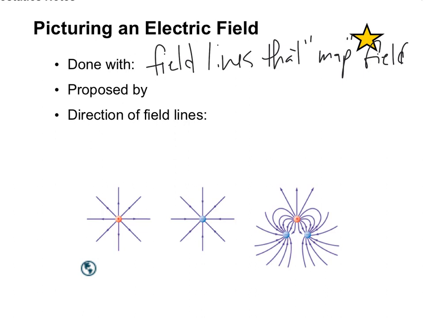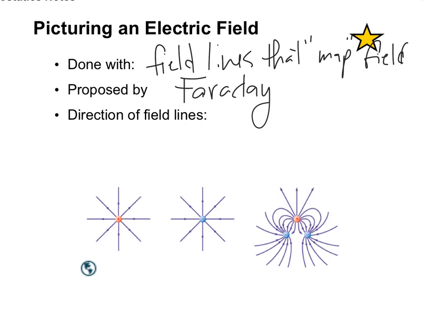This idea of how to picture or represent an electric field, which is how a charged object affects or modifies the space around itself, was originally proposed by Faraday. Michael Faraday, famous physicist, 1800s, did a lot of really cool stuff, and we'll talk more about Michael Faraday as we go through the rest of this course.